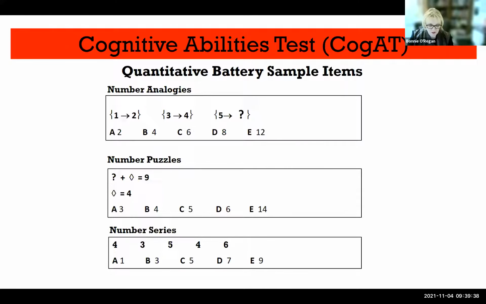In number puzzles, each question presents an equation in which elements are missing. Students must substitute numbers for the missing elements and solve the equation. In number series, each question contains a series of numbers that follow a pattern. Students identify the pattern the numbers follow, then apply that pattern to find the next number in the series.